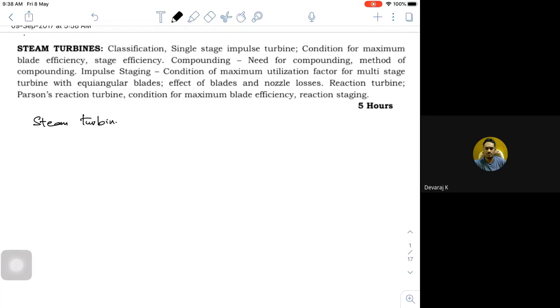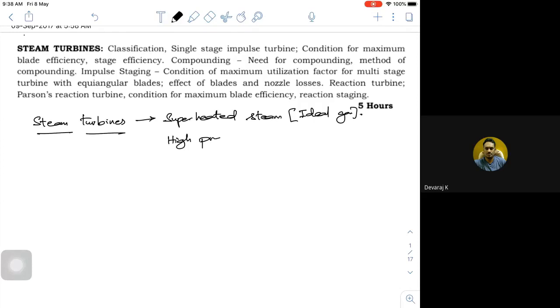so what is the working substance here? The working substance is the superheated steam. The superheated steam behaves as your ideal gas. Okay. And what will be the working pressure? The steam turbine always works under very high pressure and high temperature.